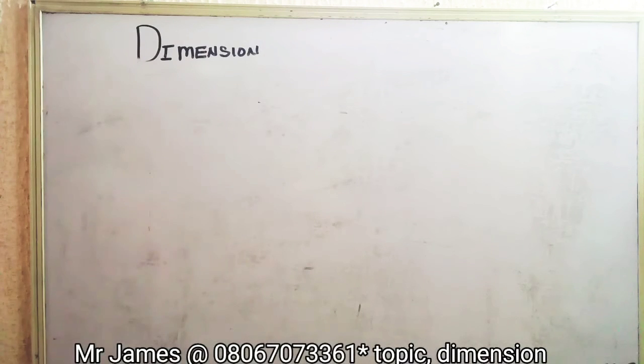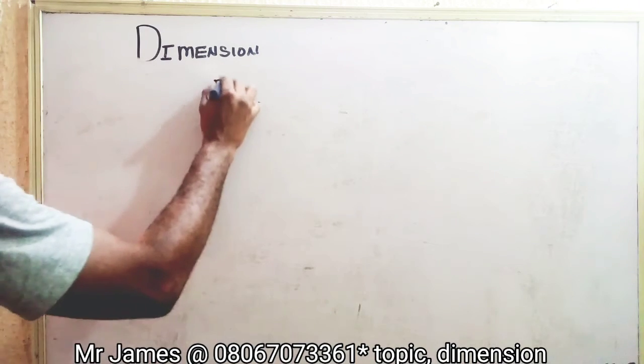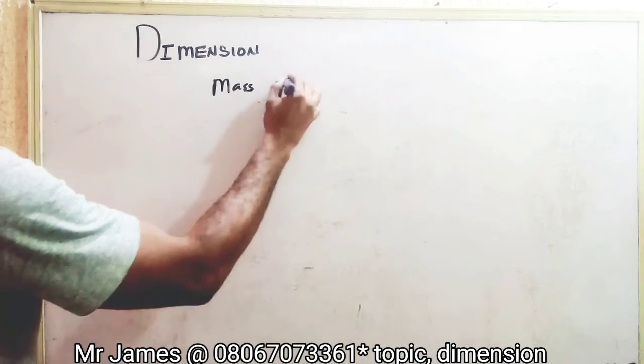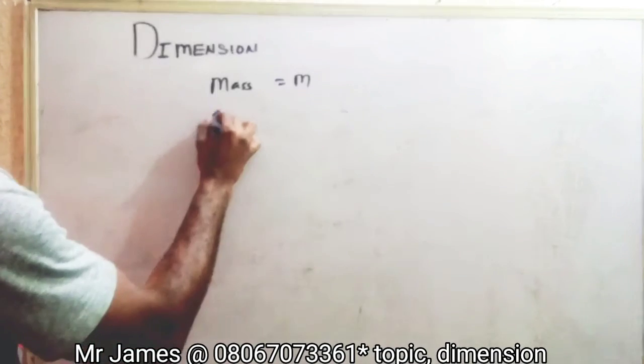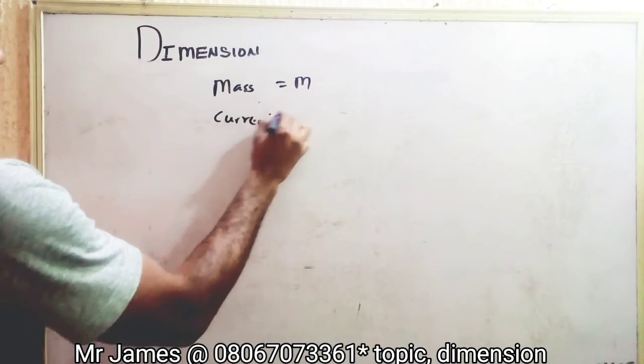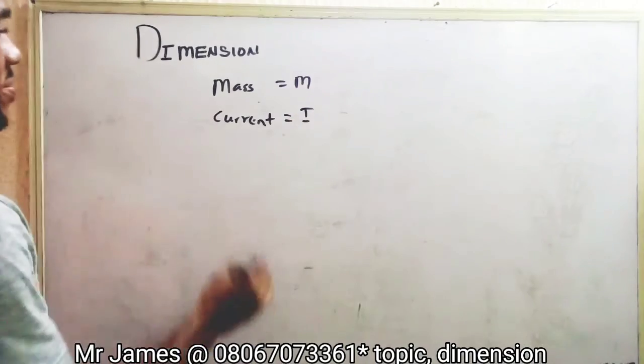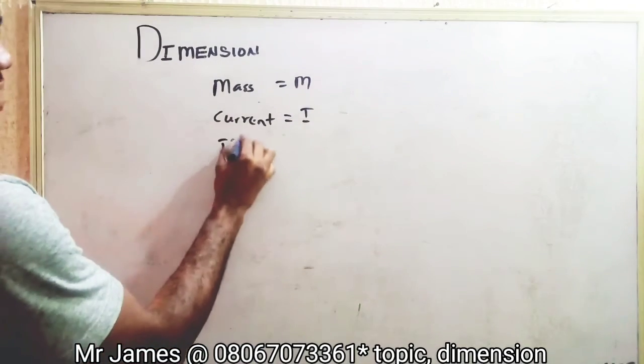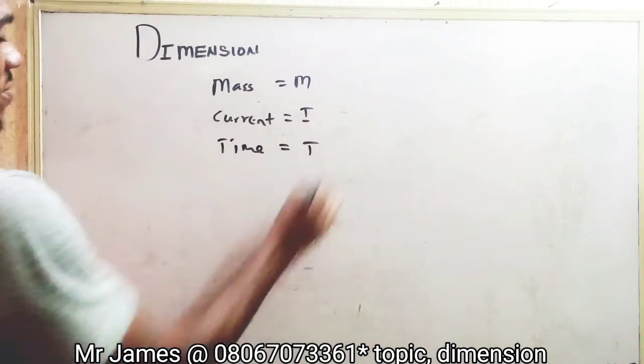So I'll be talking about dimension, and the idea of dimension is based on the fundamental quantities. But among the seven fundamental quantities in physics, I will only be making use of four of them. The first one is mass, represented by M. I'll make use of current, represented by I. I'll make use of time, represented by T.